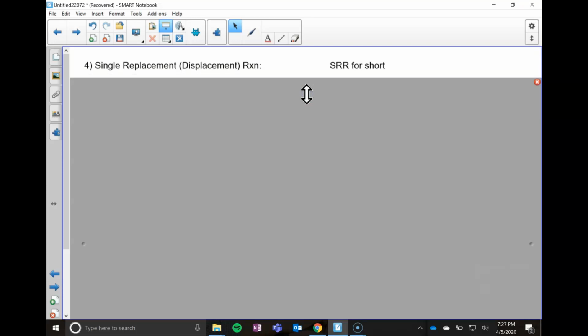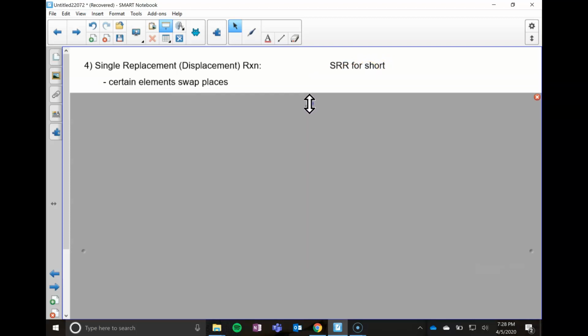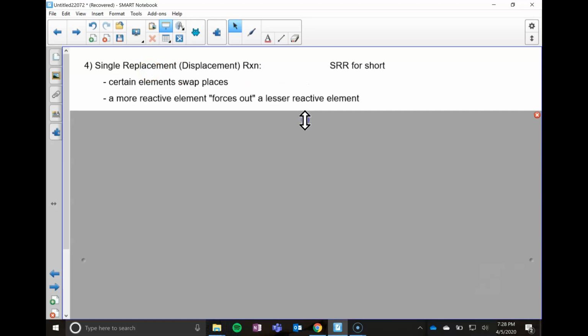Fourth reaction type is called single replacement reactions, and sometimes you'll hear this called single displacement reactions, so those terms are interchangeable, and I'll often abbreviate it SRR for short, single replacement reaction. So a single replacement reaction, we want to key in on that word replacement. There's something that's being swapped around, and because it's a single replacement, there's only one thing that's being swapped. So a single replacement reaction occurs when a more reactive element forces out a lesser reactive element. Think about it as one element is a bully, it's tougher than the other one, and it's going to kick it out and pair up with what it wants to.